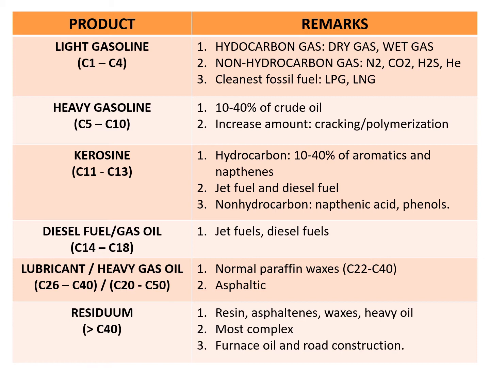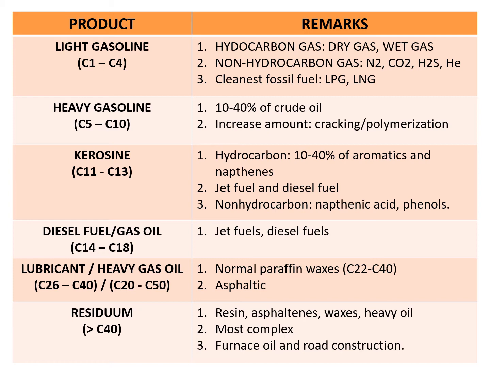Alright, for the heavy gasoline, it starts with carbon 5 to carbon 10. It is 10 to 40% of the product that may be produced from the crude oil. If you want to increase the amount, you can do cracking and polymerization. Cracking means from the heavier molecule, you crack it to form lighter molecules, while polymerization is from the lighter molecules, you expand them to become a larger molecule.